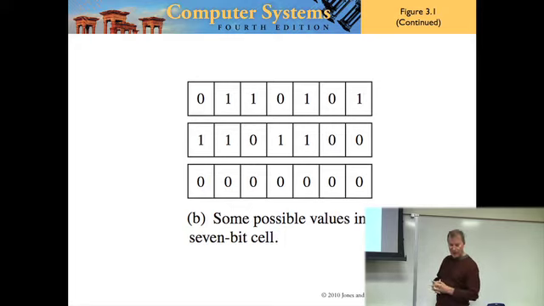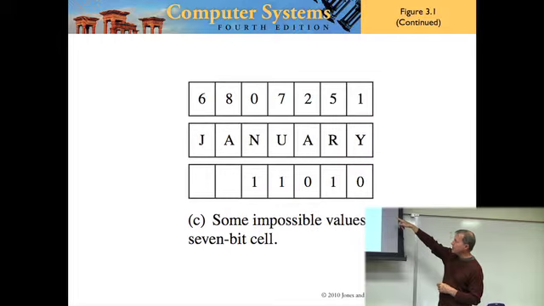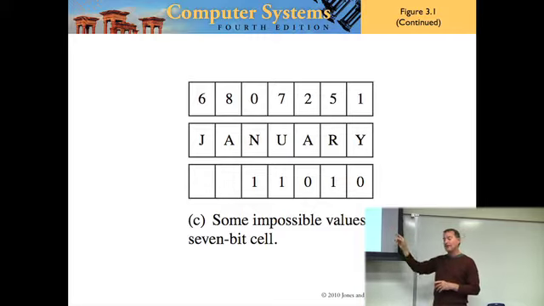Now, tell me, why in part C of this figure is the top example not possible? Why is that top one impossible? They're not 1s and 0s. And what about the second one? They're not ones and zeros. And what about the third one? There's blanks. Yeah, and here's another point.